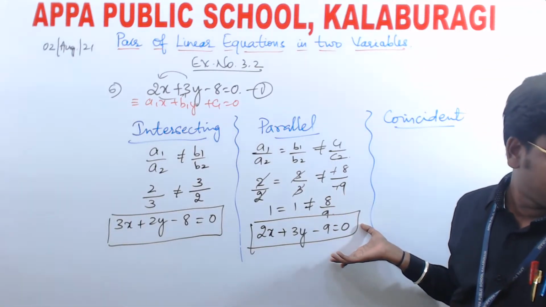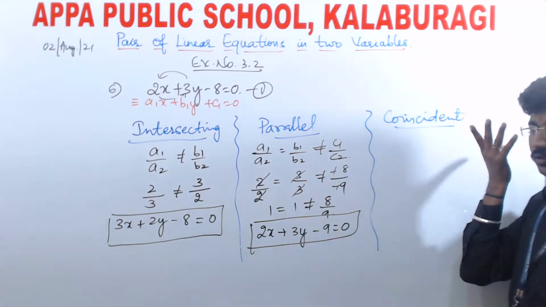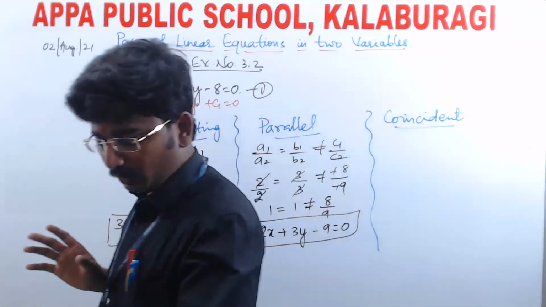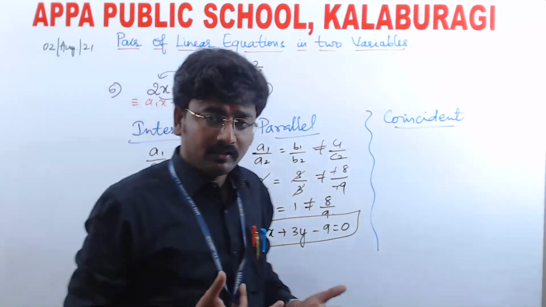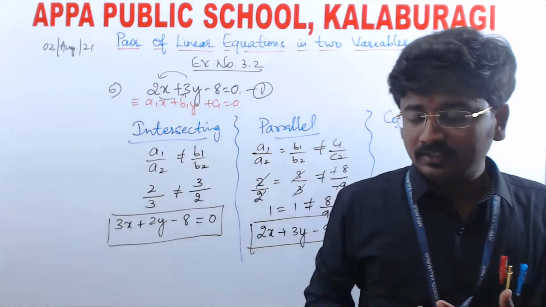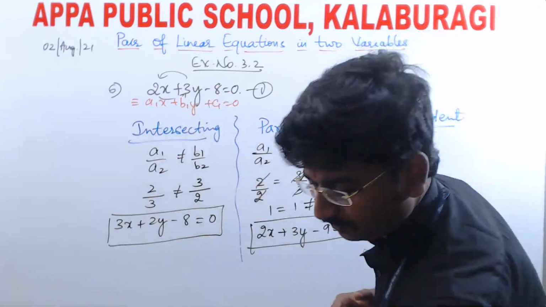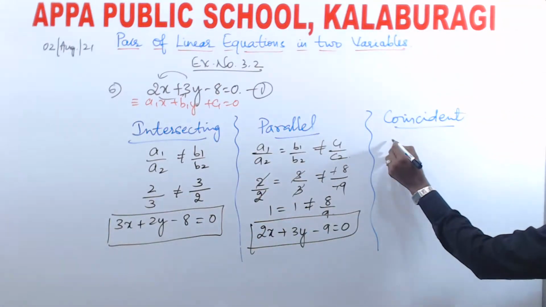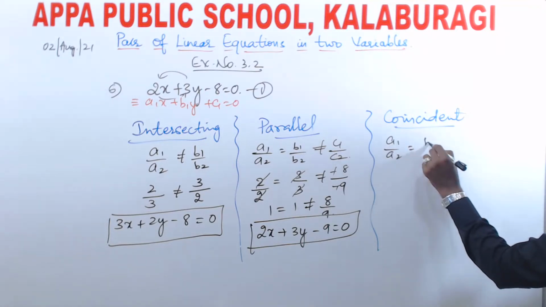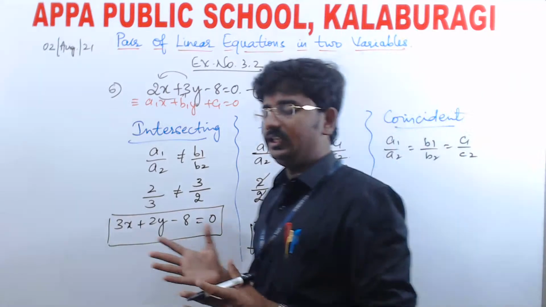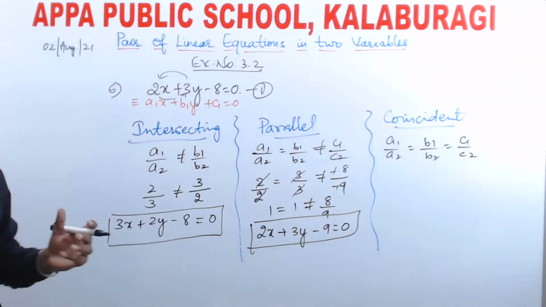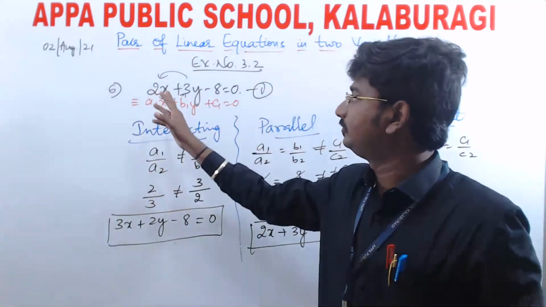parallel. Now coming to the last, coincident. What do you mean by coincident? No doubt you can take the same also, but two parallel lines. So how to make this equal? For coincident, a1 by a2 equal to b1 by b2 equal to c1 by c2. All the ratios should be equal to each other. So for that, what I will do? Simply I will double this.